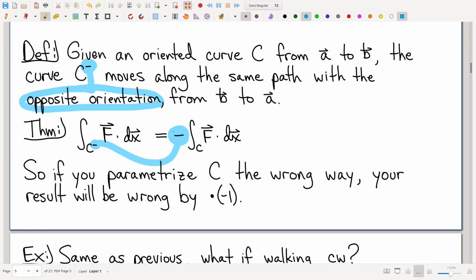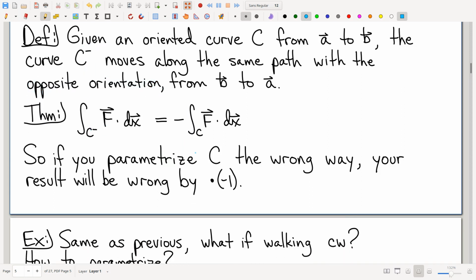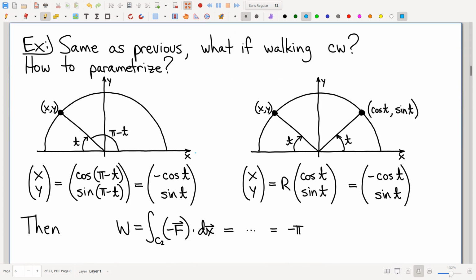Okay, so now here comes another example. I'm going to show you multiple different ways to answer this question. Three good ones, one bad one. Let's start with the good ones. Still top half of the unit circle. The only difference being, what if you're going the other direction? Now we're going clockwise instead of counterclockwise. How do I parameterize clockwise on the unit circle? And you can't just write down cosine comma sine, because that's counterclockwise.